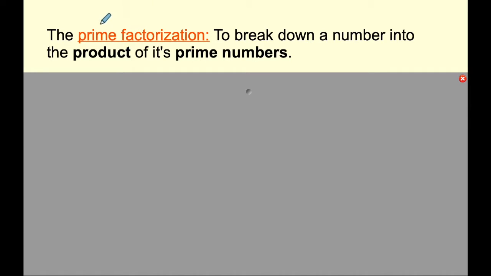Prime factorization. And the key word here is the word prime. Prime numbers are numbers that only have two factors. So a list of prime numbers would be something like 2 is a prime number, 3 is a prime number, 5 is a prime number, 7 is a prime number. These four numbers right here are like your main four prime numbers. These are the four that we're going to be using most often.